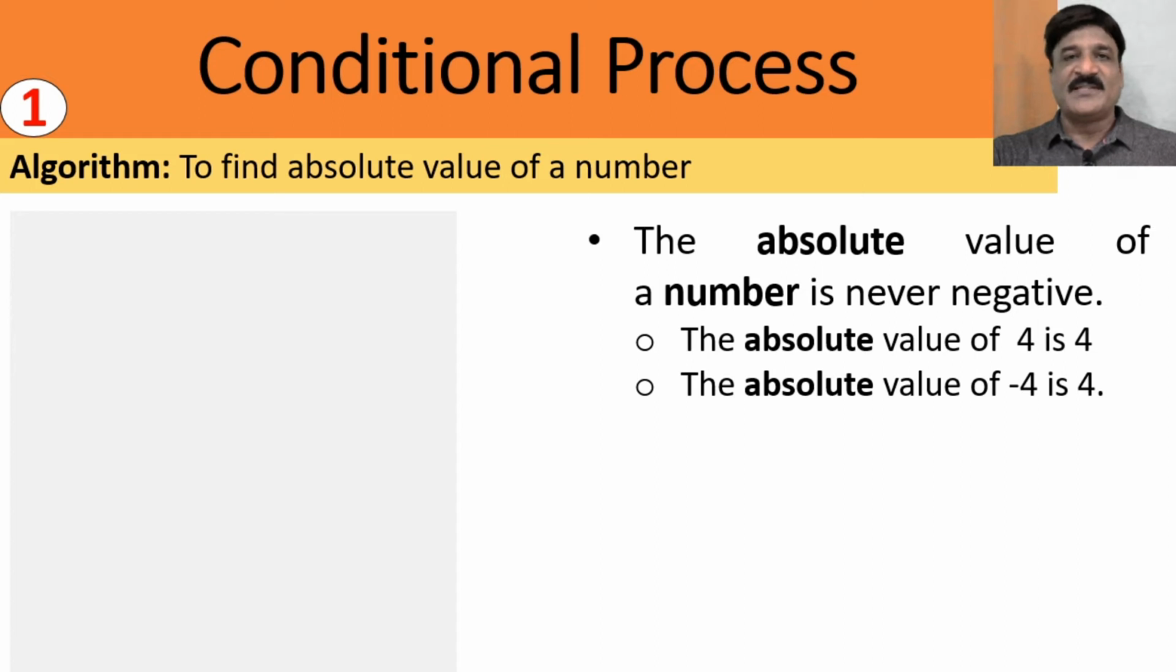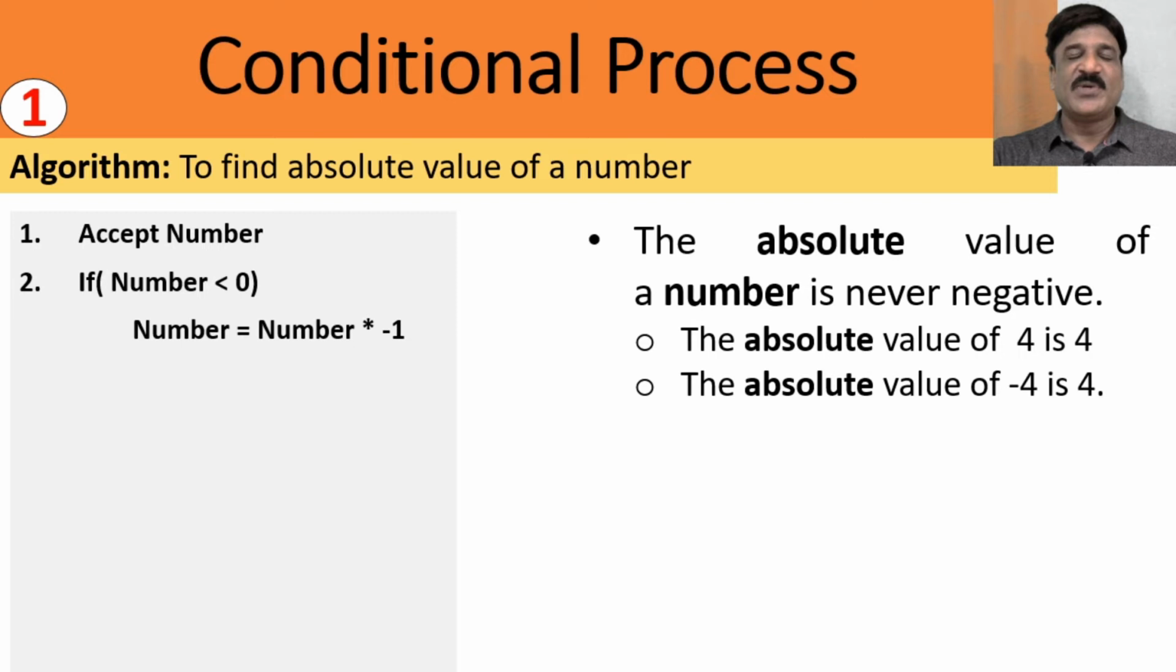Now, in this particular algorithm, the first step is to accept the number. Then check whether the number is less than 0. If it is so, it means the number is negative. So by using an if statement, we compare whether the value of the number that you have accepted is less than 0 or not. If it is so, how do you make it positive? Simply multiplying a negative number by minus 1 will give a positive number. So number is equal to number multiplied by minus 1. Then display the result and terminate the algorithm.